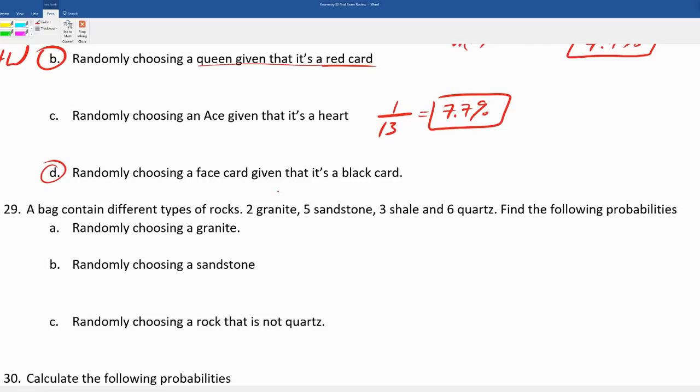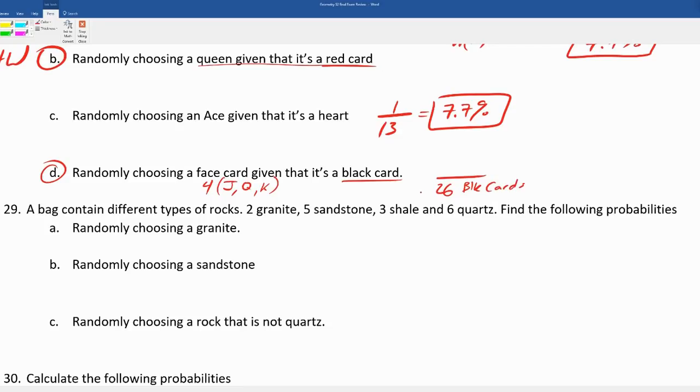All right, part D, randomly choosing a face card, given that it's a black card. Well, first things first, how many face cards are there? Remember face cards, we got jacks, queens, kings, not aces. But there's 4 suits, so there's going to be 4 groups of jacks, queens, and kings. So be aware of that. But we also are making sure that it's a black card. And if you remember, half of those 52 cards are black. So what's half of 52? 26, right? So those are your black cards.